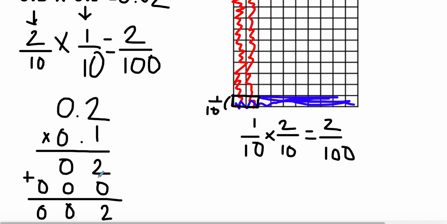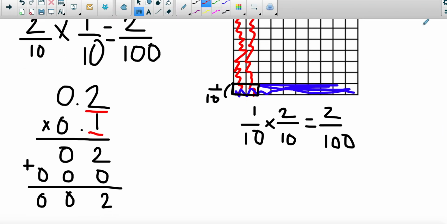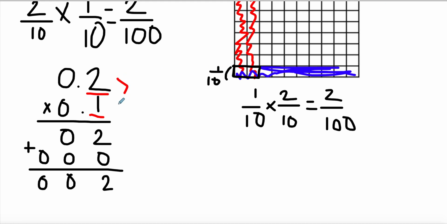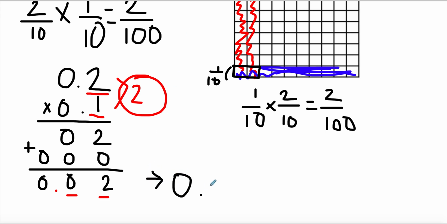I ignored the decimal point while I was multiplying, and then at the end I'm going to figure out where it goes. So I can see that I have one digit after the decimal point in each of my factors. 1 plus 1 is 2. So I'm going to need 2 digits after the decimal point in my product. So I get 0.02 or 2 100ths.